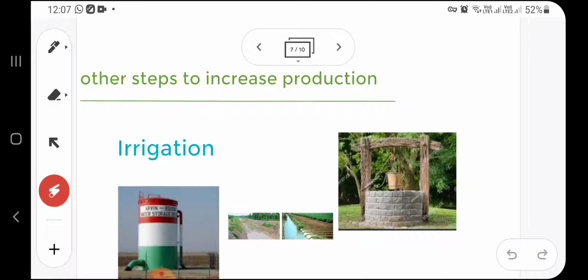Where there is no availability, there is no high rainfall or water, there is no rainfall. In those areas, they depend on these. Okay, these are the irrigational activities. By constructing these, they supply water to land. Then this is one method to increase crop production.